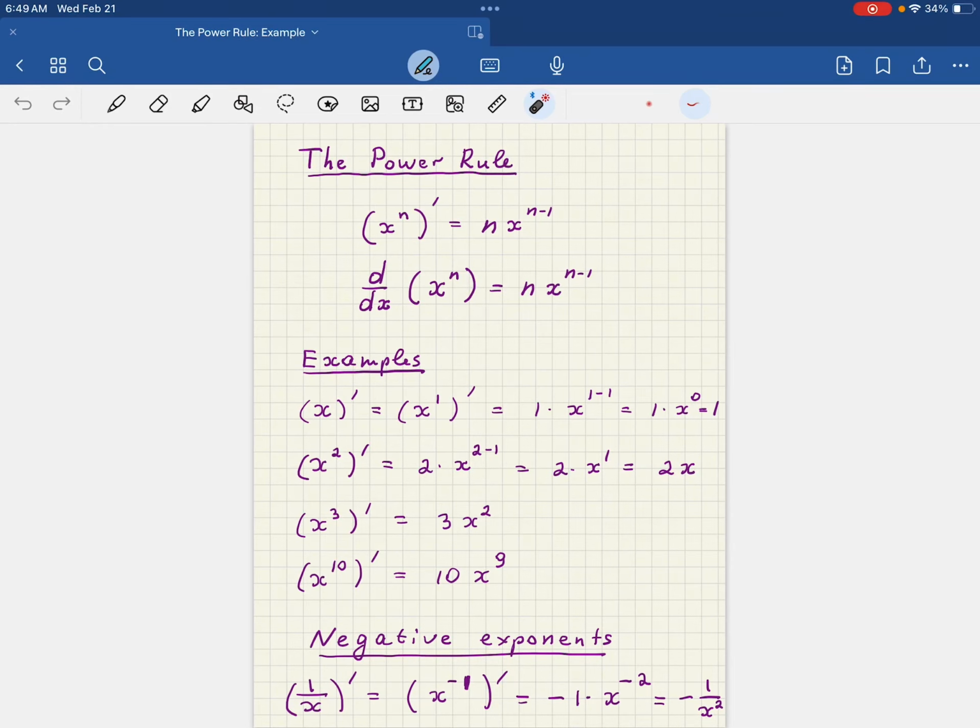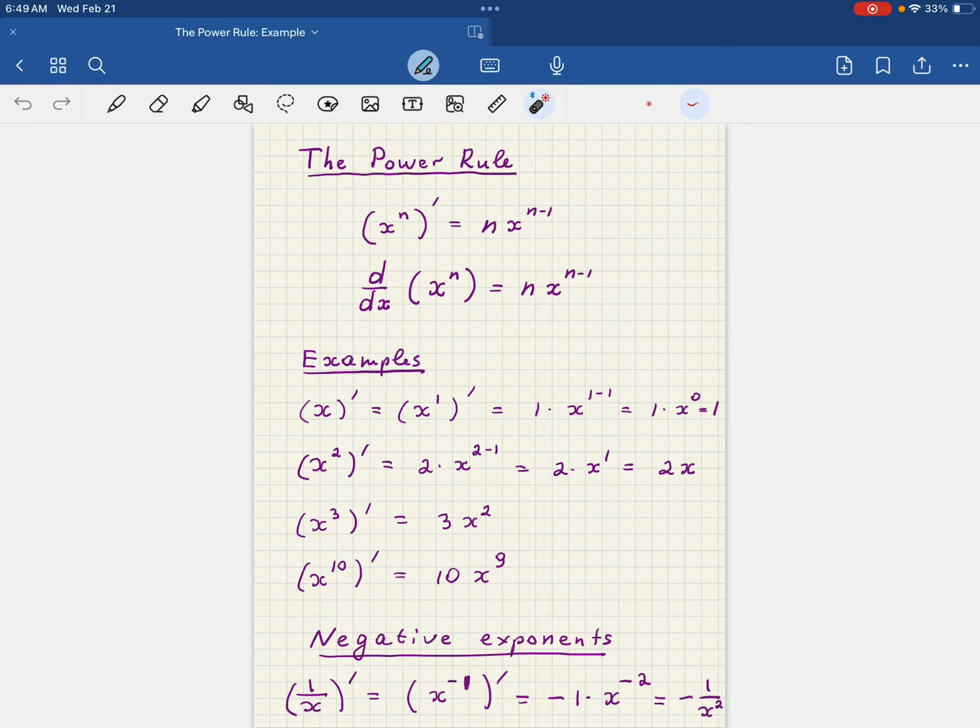In this recording, we will look at some examples of using the power rule for calculating derivatives. First, let's recall that the power rule states that the derivative of a power function, x to the power n, equals n times x to the power n minus 1. In the d/dx notation for the derivative, the rule says d/dx of x to the power n equals n times x to the power n minus 1.